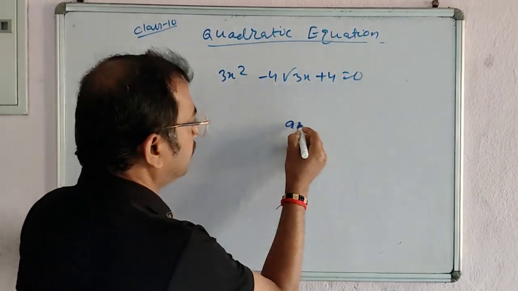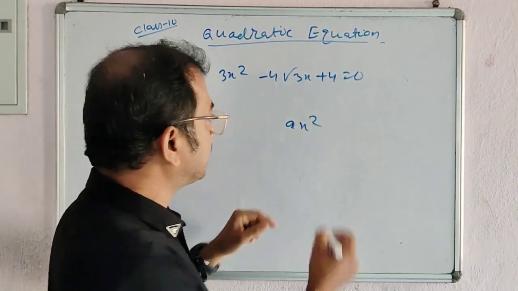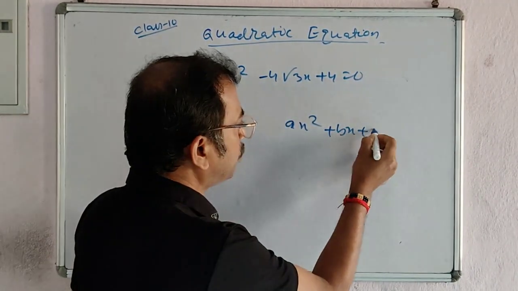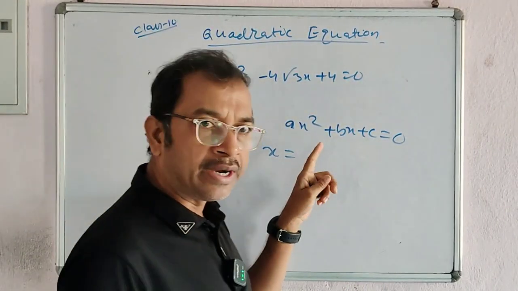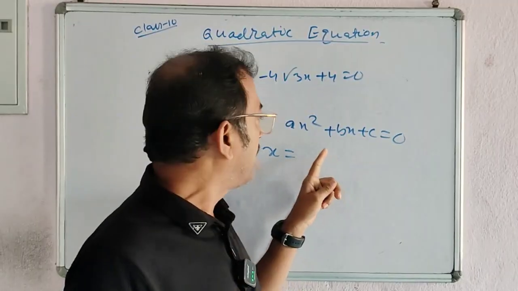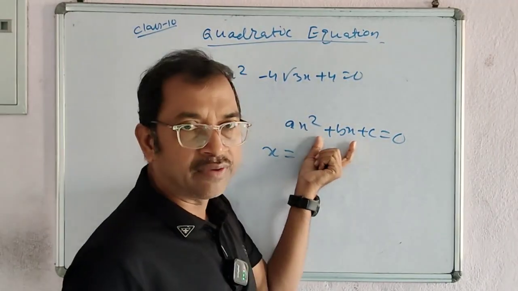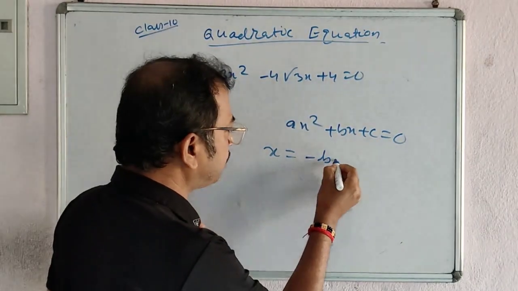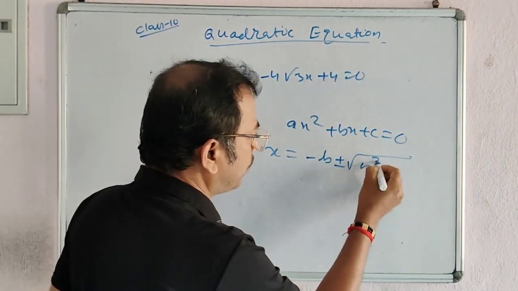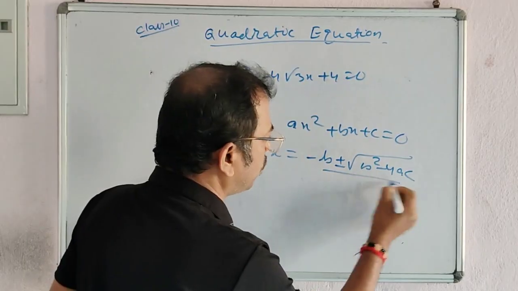See, the standard form of the quadratic equation is what? ax square plus bx plus c equal to 0. So x equal to... there is a derivation, but you need not record the derivation of the formula. You just remember the formula. So x equal to what? Minus b plus or minus square root of b square minus 4ac, whole divided by 2a.